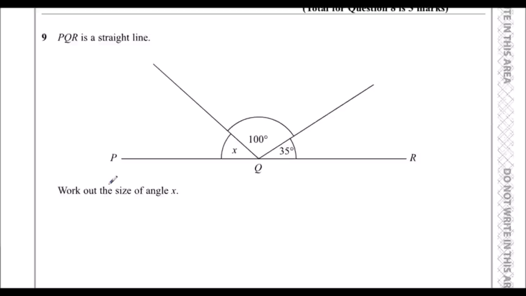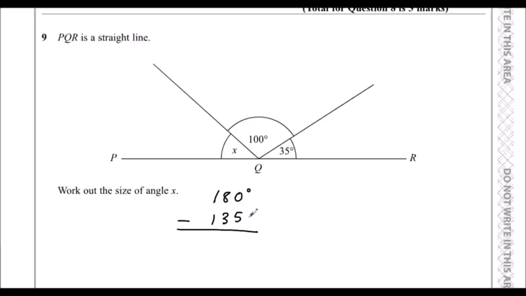Question 9. PQR is a straight line. Work out the size of angle X. The angles on a straight line add up to 180 degrees. So X plus 135 must equal 180 degrees.